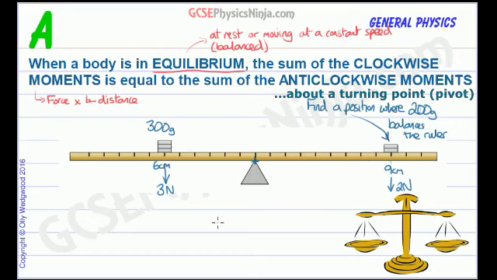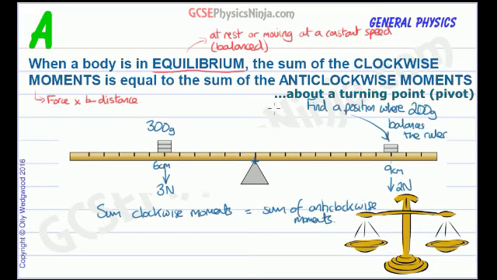So let's test out the principle of moments, that the sum of the clockwise moments equals the sum of the anti-clockwise moments. So the clockwise moments are going this way. So we've got force times distance. So that's 2 newtons multiplied by 9 centimeters.